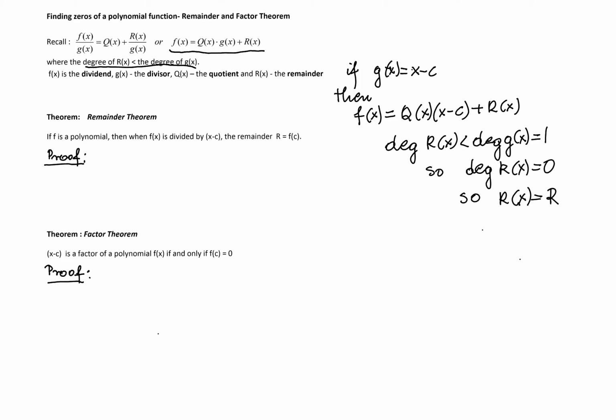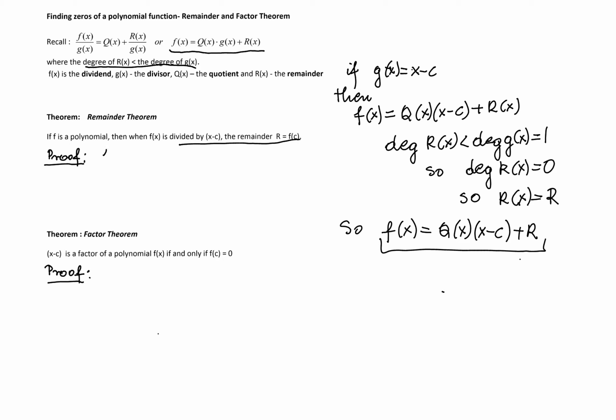So for the case where g of x is equal to x minus c, we can write that f of x is q of x times x minus c plus r. And we'll use this to justify the first theorem, that is the remainder theorem. It says that when f of x is divided by x minus c, then the remainder is f of c.